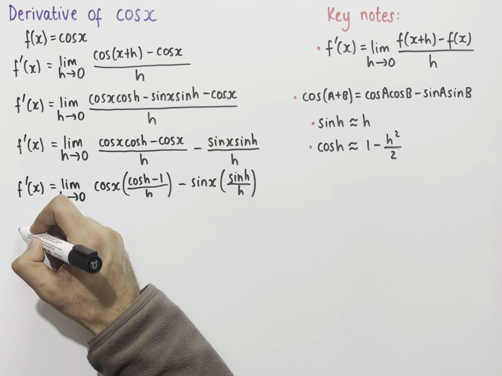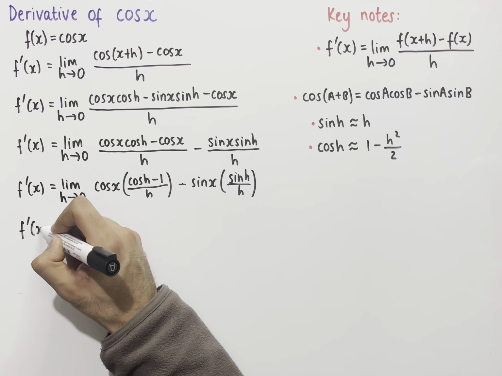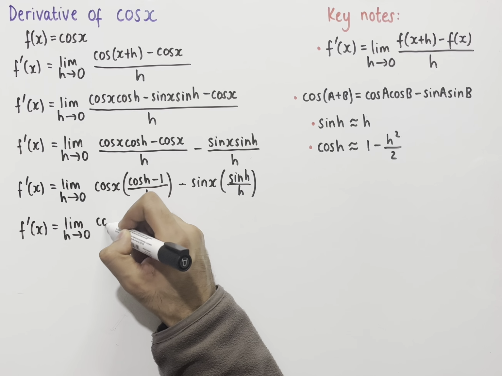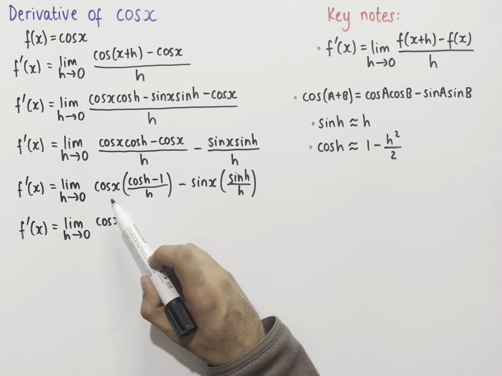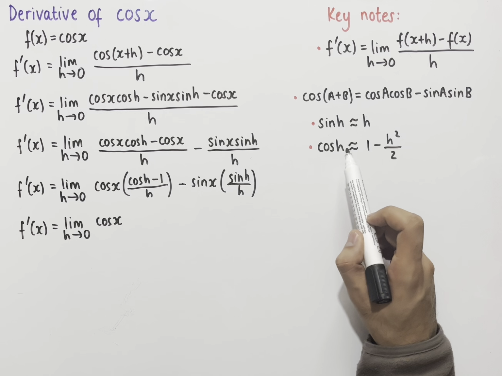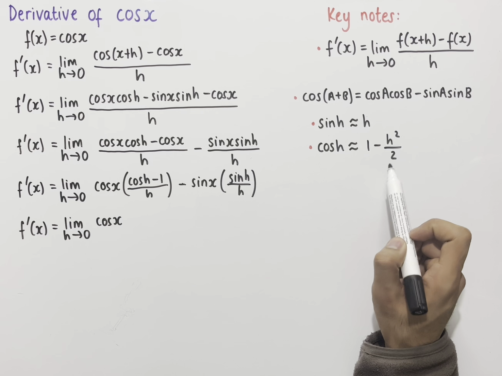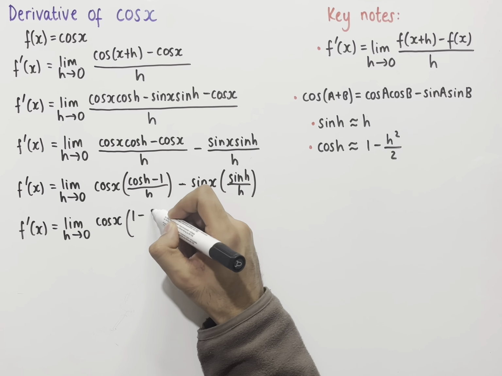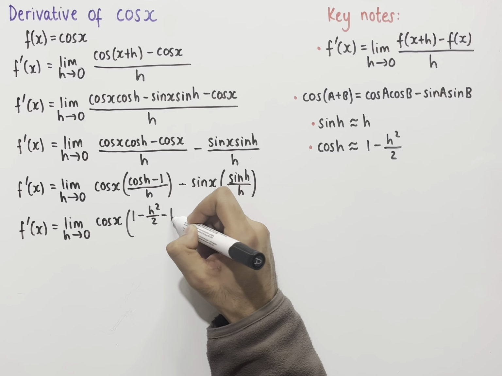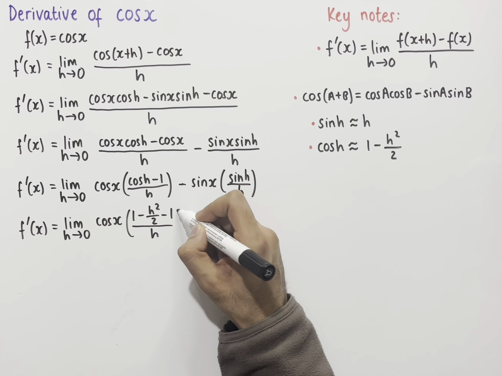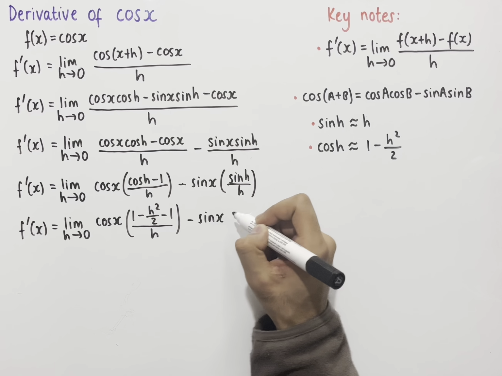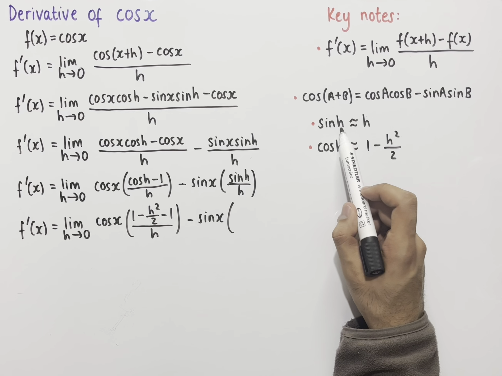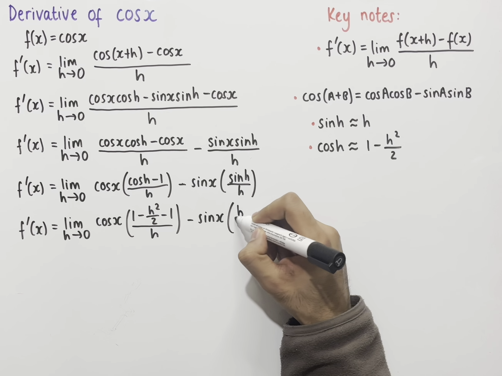Now using these small angle approximations in this line, we have f dash of x, which equals the limit as h tends to 0 of cos x. And now we know that for very small angles, cos h is approximated as 1 minus h squared over 2. So we'll substitute that in here. So we get 1 minus h squared over 2 minus 1 all over h minus sin x. And now we'll use the small angle approximation for sine. So that tells us that sin h approximates to h. So we get h over h.